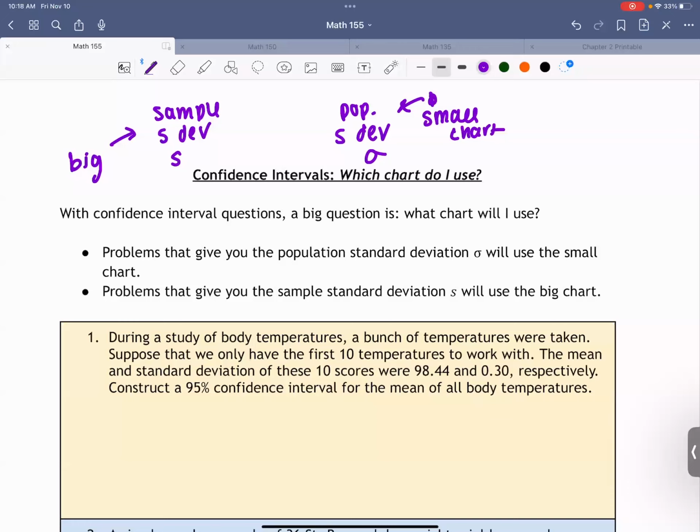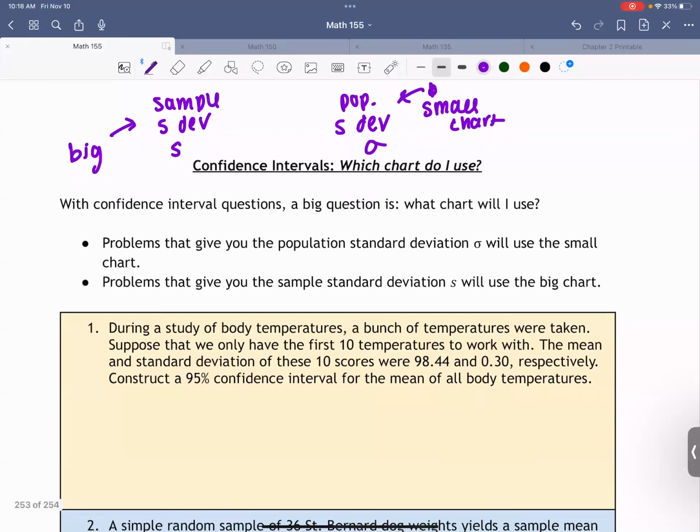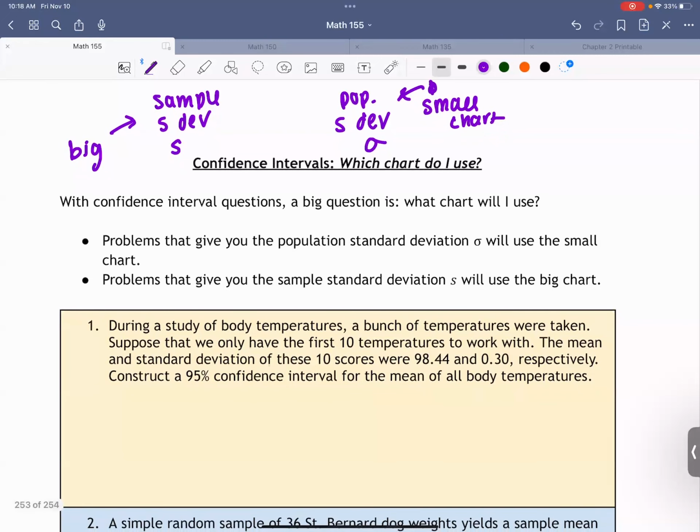Now that seems pretty easy, but these questions are kind of tricky. The textbook loves to write questions where they don't tell you if it's S or sigma. You have to read the question and figure out if it's S or if it's sigma. There are some common ways that the textbook and the final exam do this, so I want you to get used to reading these questions and figuring out what to do in each situation. We're going to do number one together, and then I'm going to let you steam on the rest of them.